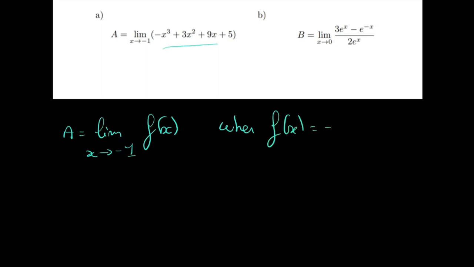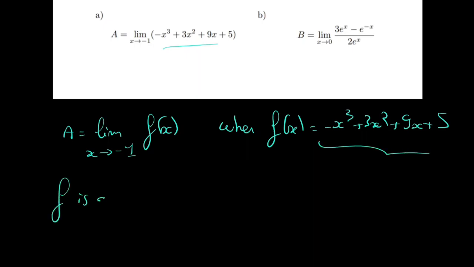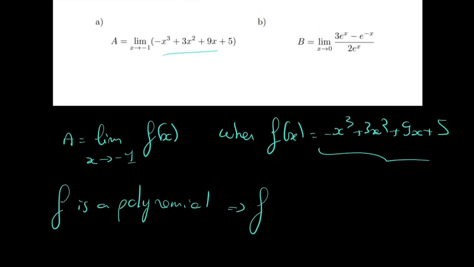A is equal, let's say, to the limit when x tends to -1 of f of x, okay? When f of x is equal to this value, minus x to the third plus 3x squared plus 9x plus 5. What we have to see here is that f is a polynomial. And so, this is continuous for all values. So this implies that f is continuous, especially around x is equal to -1.